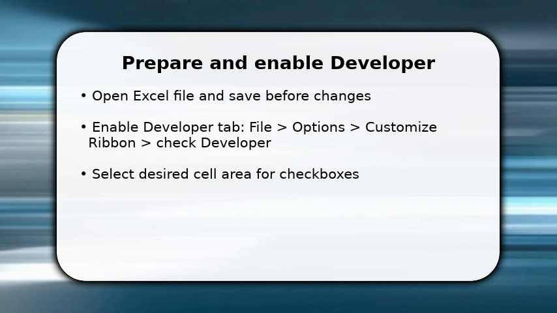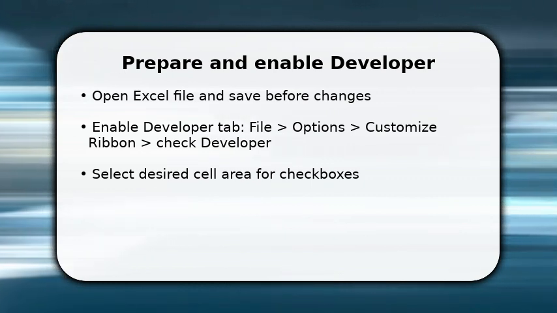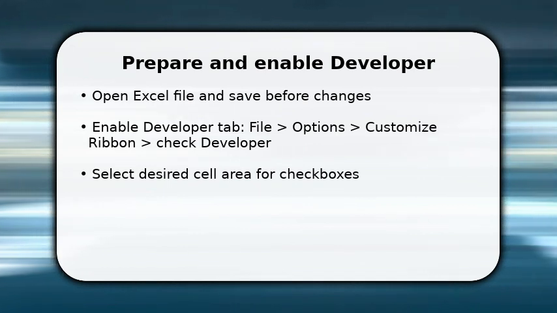Make sure to select the range or a single cell where you want checkboxes to appear, because placing them precisely avoids later repositioning. Next, click the Developer tab and locate Insert under Controls. This gives you the checkbox form control. Now you're ready to insert the first checkbox into the sheet.